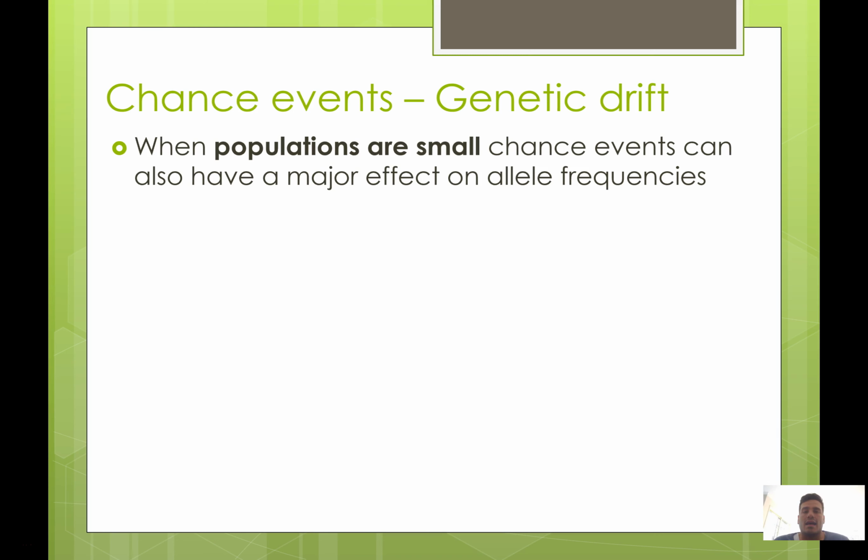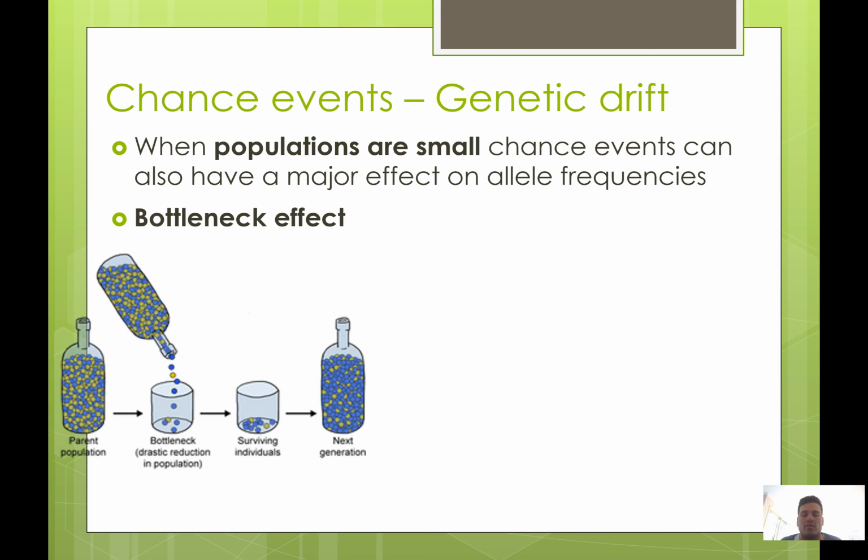All right, now that we've talked about evolution by natural selection, we do have to talk about some other ways in which a population's allele frequency can change, and these are the chance events of genetic drift and also the effect of gene flow. So first, genetic drift. When we have a really tiny population, I'm talking really, really tiny, less than 100 individuals, all right, chance events can have a really major effect on allele frequencies, okay?